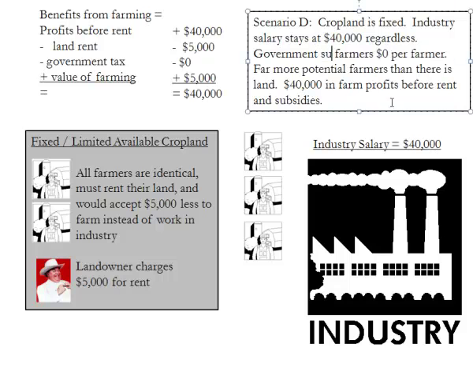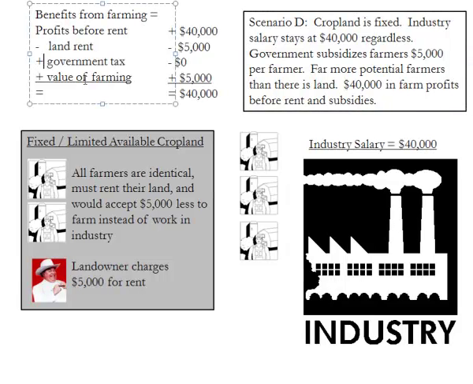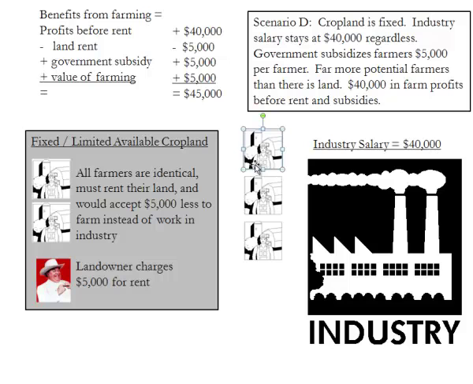So government subsidizes farmers $5,000. And so know that the subsidy is a benefit to farming. So the benefits to farming are now $45,000. That's greater than the benefits to working in industry. So once again, people want to leave industry to farm. But we're going to change one other thing.